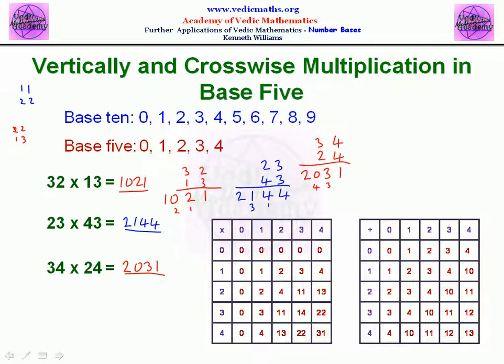So the vertically and crosswise multiplication technique works in this base, and in fact it works in any base. We'll take one last example, multiplying two three-figure numbers together, 421 and 323.